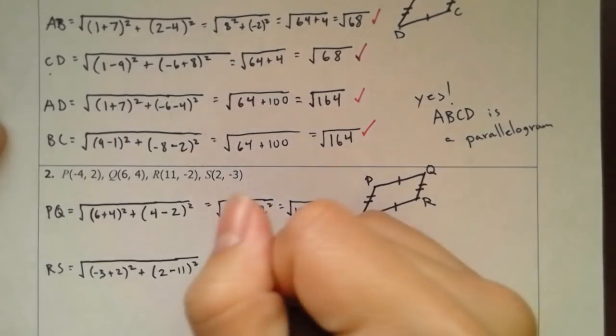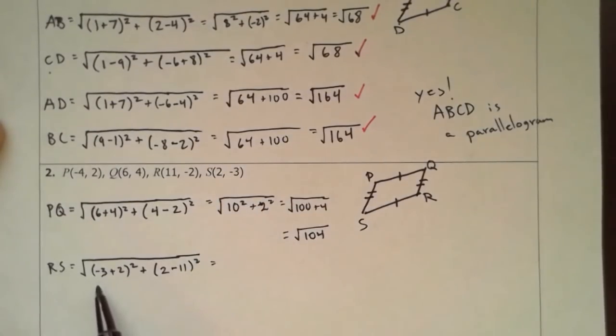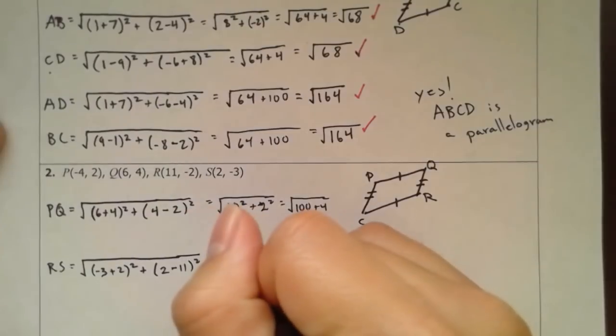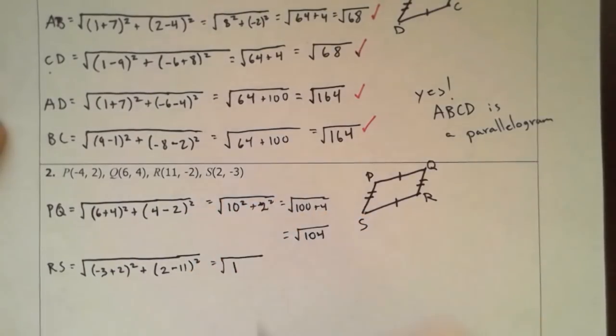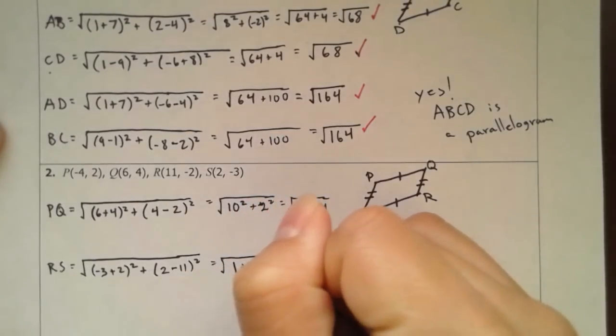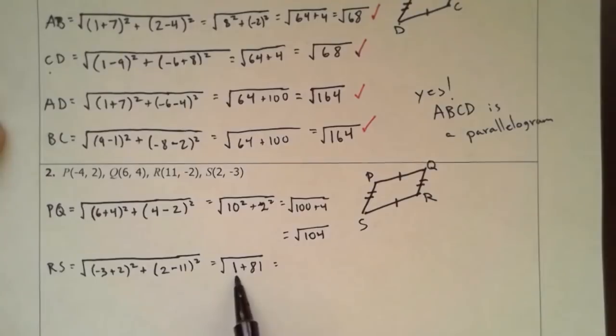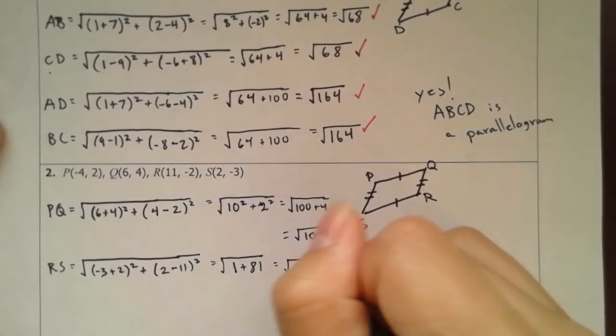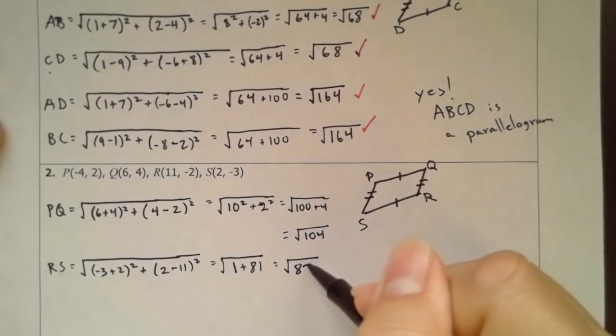Okay, continuing here. Negative 3 plus 2 is negative 1. Negative 1 squared is positive 1. 2 minus 11, I get negative 9. Negative 9 squared is 81. Square root of 1 plus 81 is square root of 82.